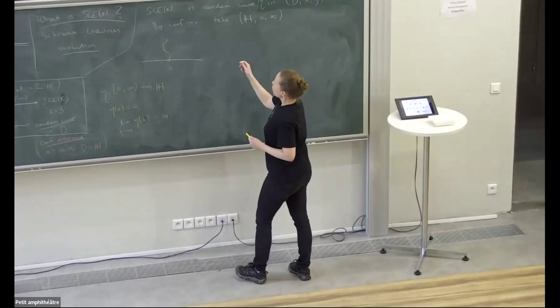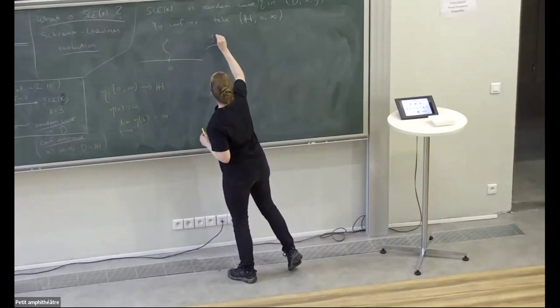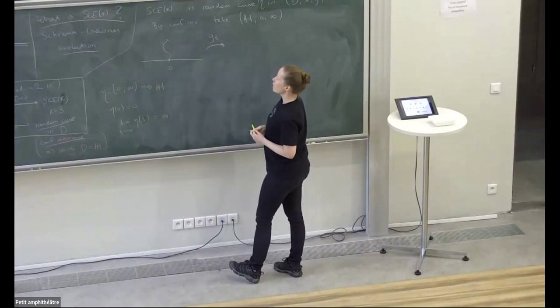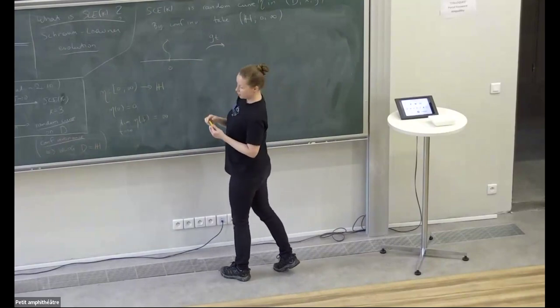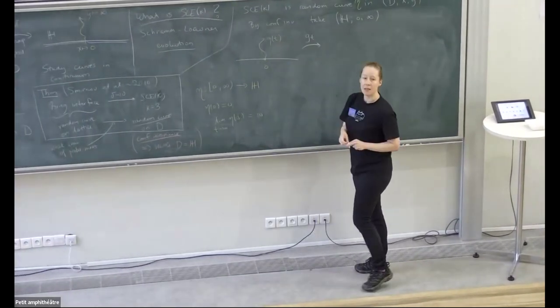Okay. So how do I construct it? For each time, let's imagine it's just a simple slit like that. So I want to find out where is eta t at time t.